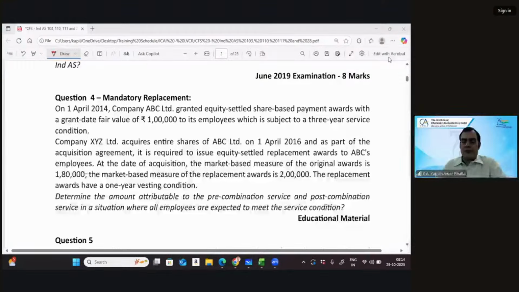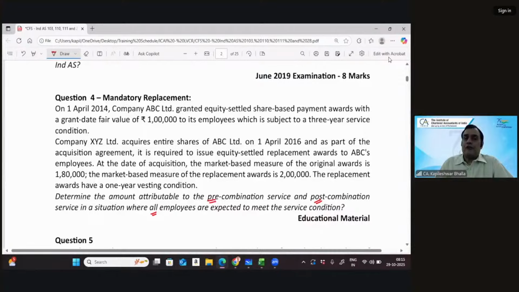Determine the amount which is attributable to pre-combination service and post-combination service. So we're looking at the split between what is the pre and the post-combination service in a situation where all the employees are expected to meet the service condition. So let's read the facts of the case.